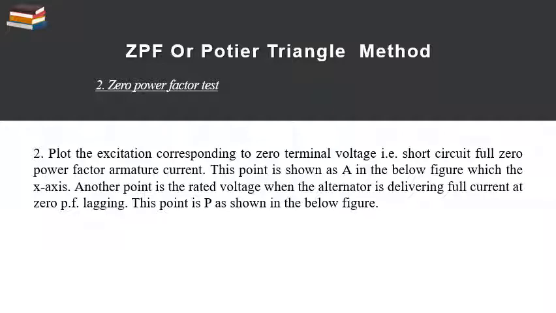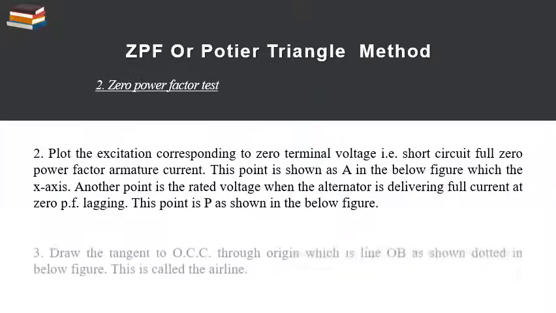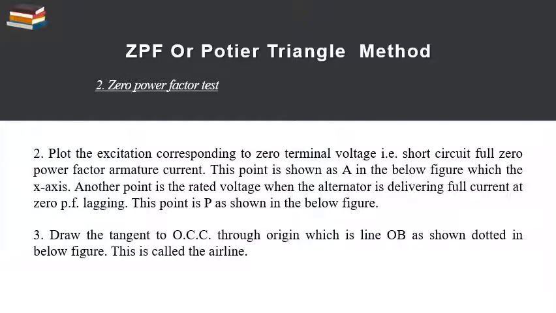This point is shown as A in the figure, on the x-axis. Another point is rated voltage while the alternator is delivering full current at zero power factor lagging. The point is P as shown in the figure. Number 3, draw the tangent to OCC through origin, which is the line OB as dotted in the figure. This is called the air line or air gap line.